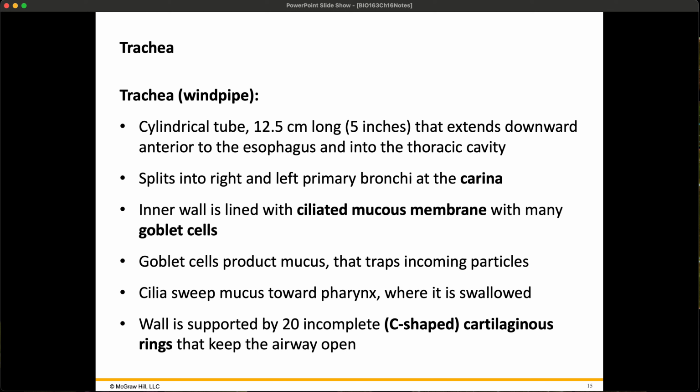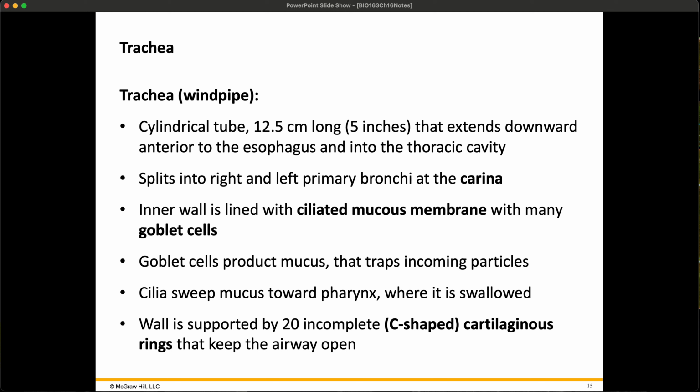All right, once we move through the larynx, we're now in our trachea. This is the windpipe. This is just a cartilaginous tube. It is always open. It has some cartilaginous rings that wrap around the front of it that help to keep it nice and open all the time.